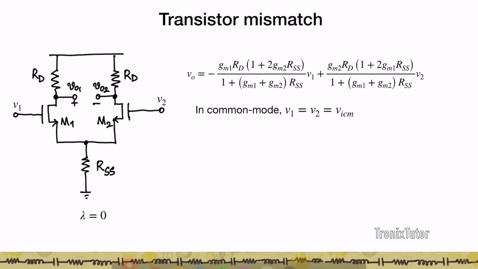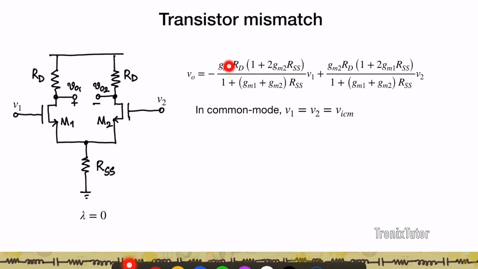Now let's use this to find out the common mode gain and the differential mode gain. So when I want to find the common mode gain, I assume that V1 and V2 are identical and both of them have been given the signal which is the common mode signal.